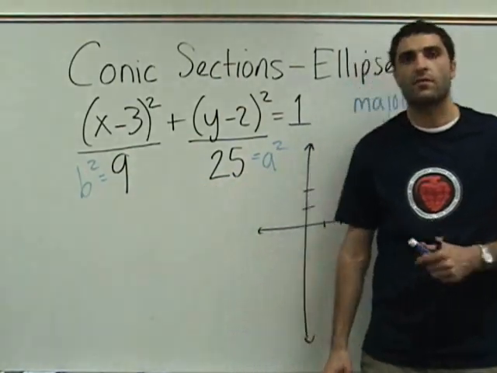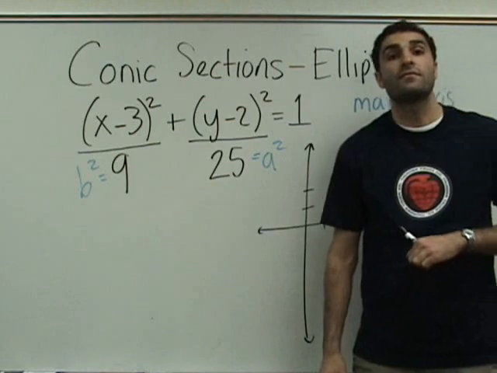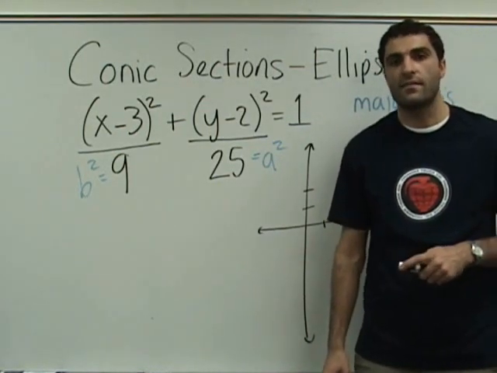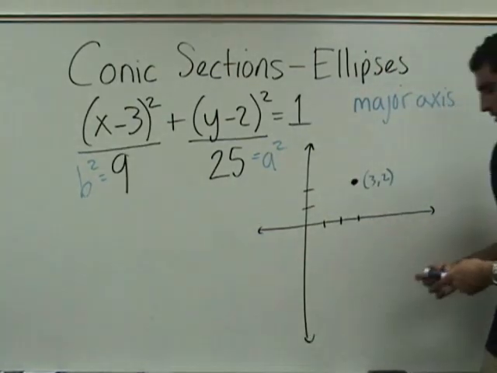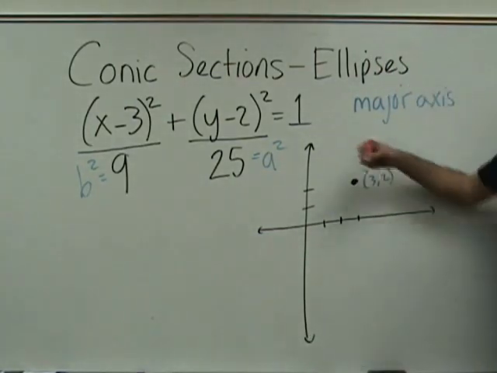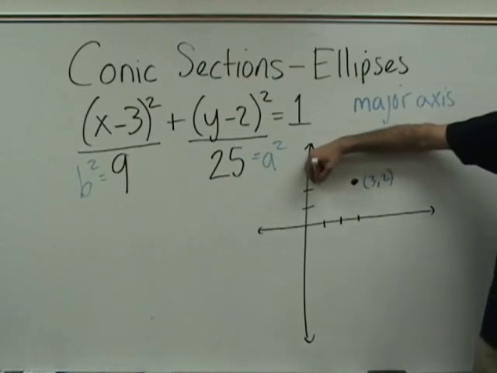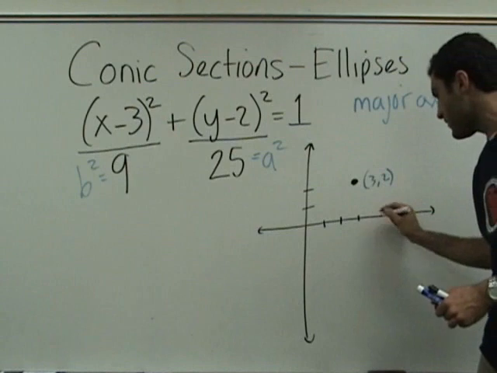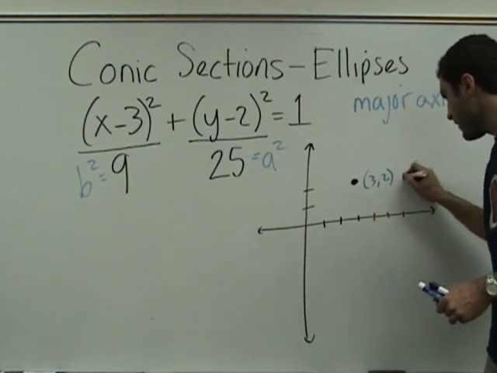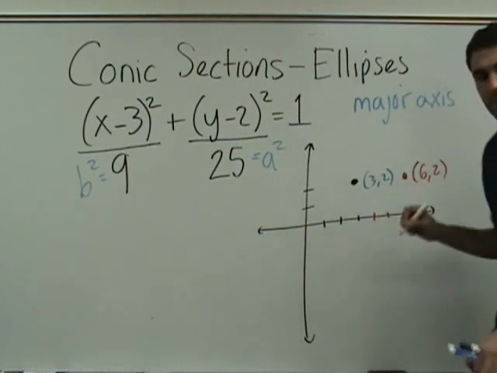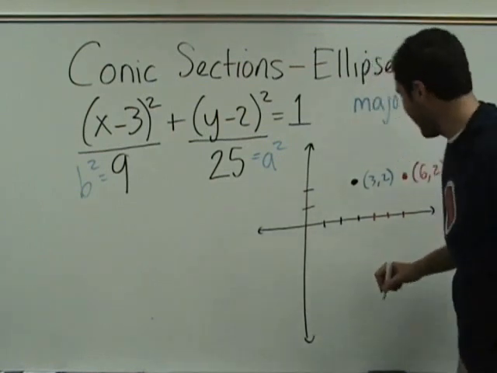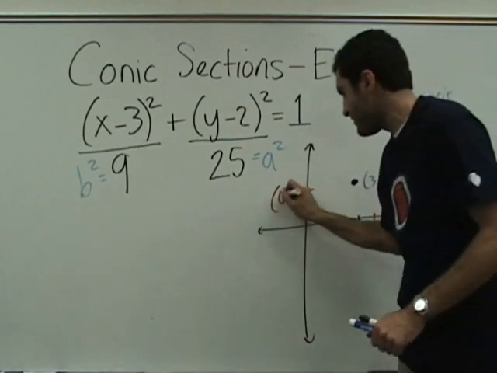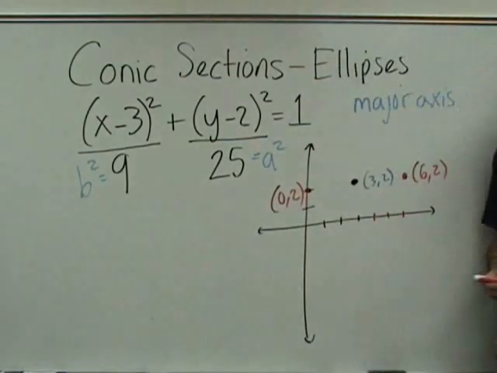So the a and b are the major and minor axis. Good. And x and y is the up and down or across. Yes. So if we go left and right 3, what's this point? 6, 2. Looks good. And then what's this point? 0, 2. Okay. 6, 2, and 0, 2.